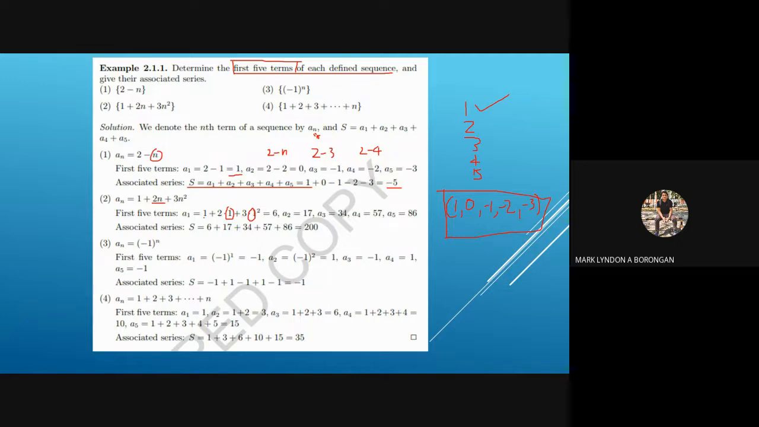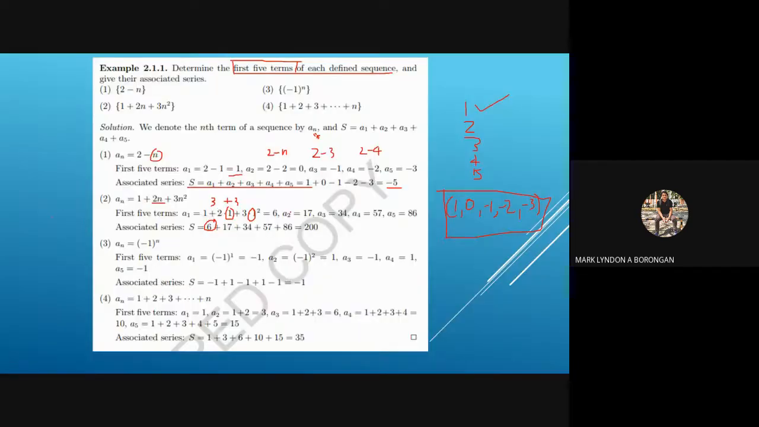So if we add 1 plus 2, that is 3. 3 plus 3 times 1 squared, that is 3 plus 3. That is just equal to 6. So the first term is 6.